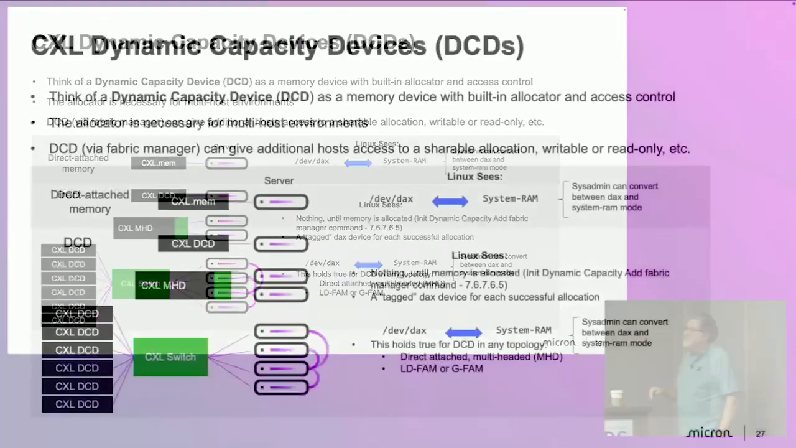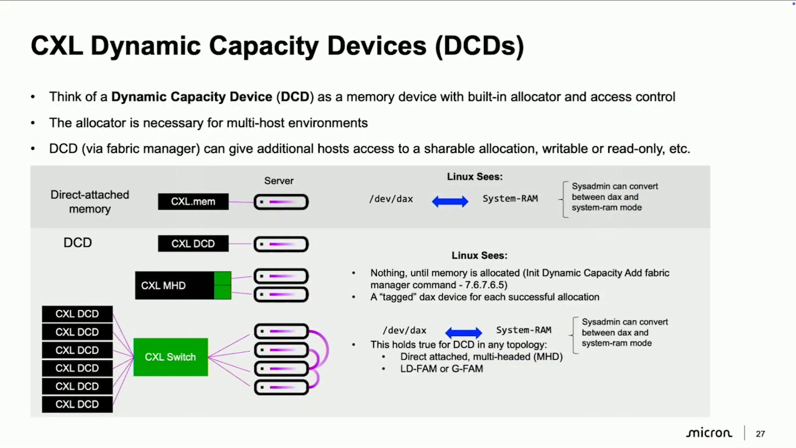So a little bit about DCDs. I've got direct attached memory here, and those devices just get discovered. Right now, they generally get mapped by the system firmware. Then you either have a devdax device or you can use the daxctl CLI, which is part of pmem.io and has been out there for years, to convert it between its available states, which are devdax or system RAM. With DCDs, you theoretically could have a direct attached DCD, but you wouldn't be able to use the memory until you allocate some. That's a fabric manager command. You could also have a multi-headed DCD.